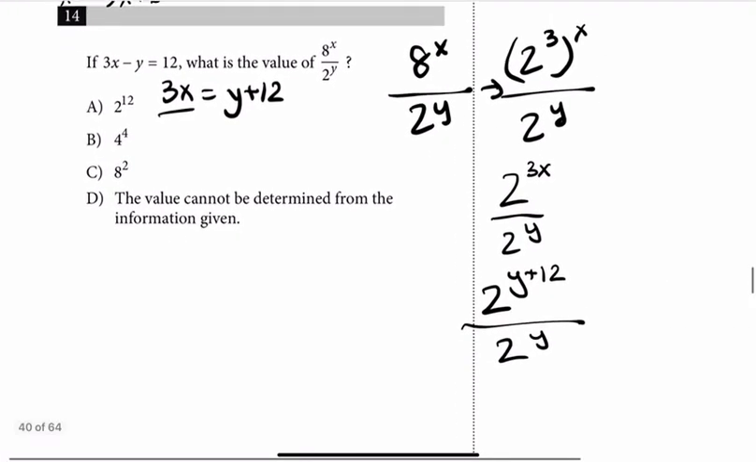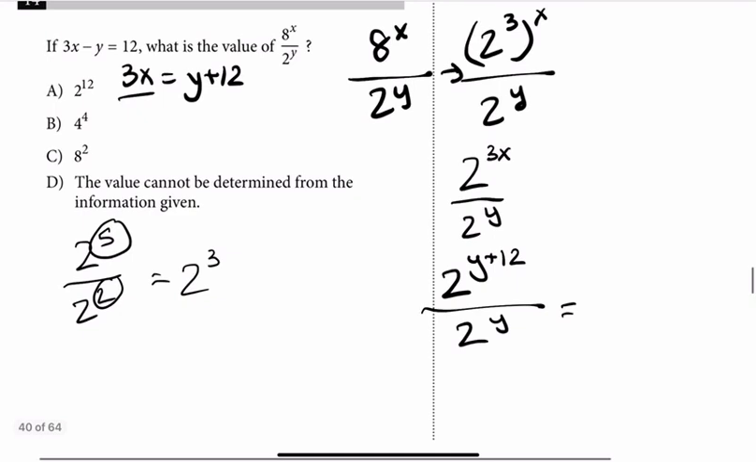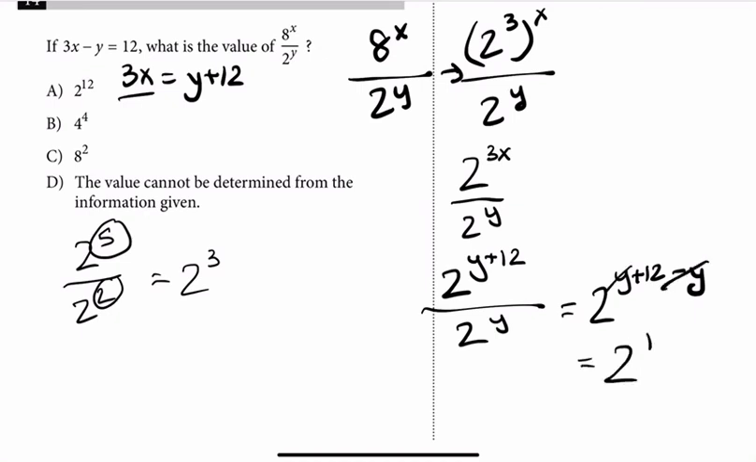And then you're like, okay, so now I know that if I gave you something like 2 to the power of 5 divided by 2 to the power of 2, you'd tell me that that is 2 to the power of 3 by doing 5 minus 2. So it's the same situation here. So this is going to be equal, with exponent rules, to 2 to the power of y plus 12 minus y. And that will cancel the y's out, and you'll be left with 2 to the power of 12.